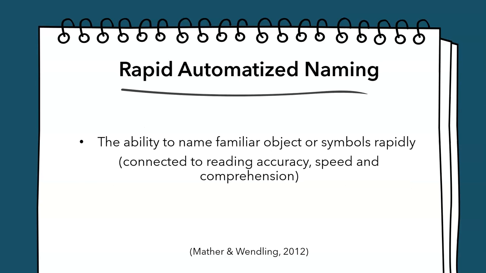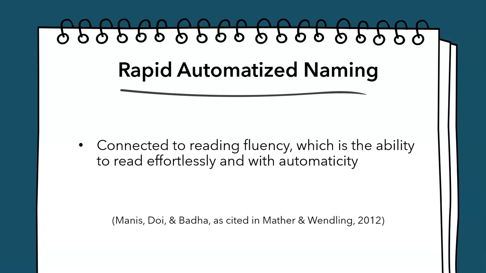Another skill that we look at as an important factor associated with dyslexia is rapid automatized naming. And this is the ability to name familiar objects or symbols rapidly. So children would be shown familiar objects, words, colors, or letters, and asked to name them as quickly as they can. This is connected to reading accuracy, speed, and comprehension. This is also related to fluency, which is the ability to read effortlessly and with automaticity, or just being able to automatically know what the word is when they look at it.